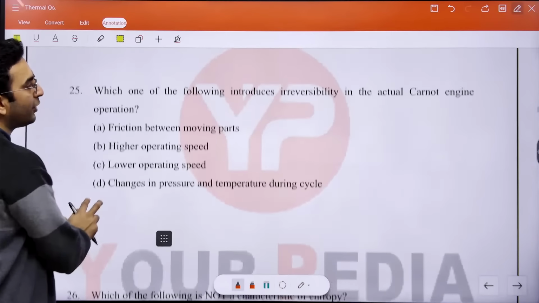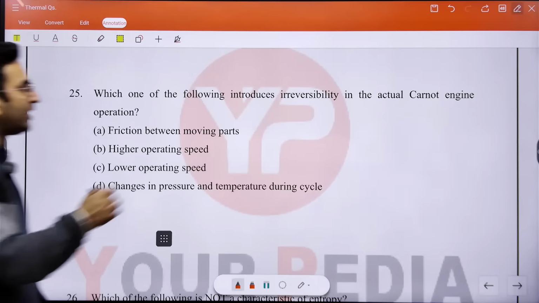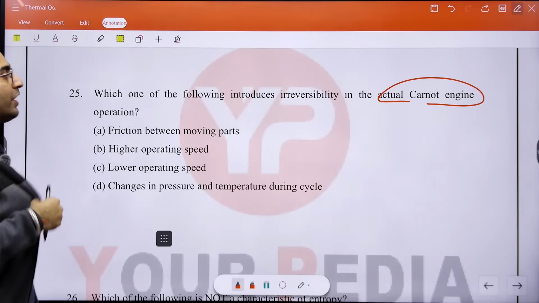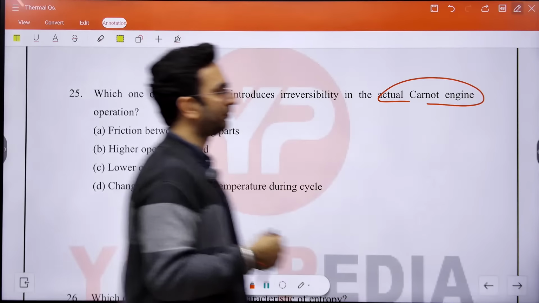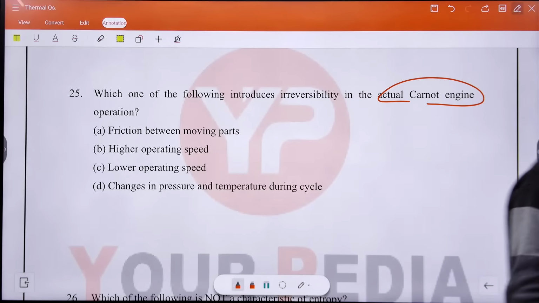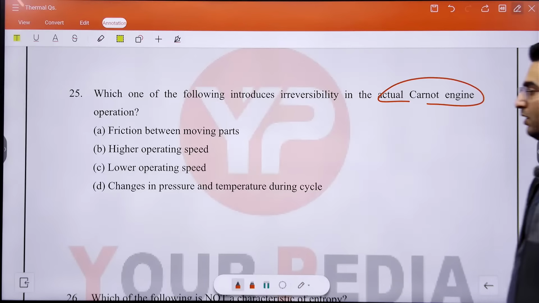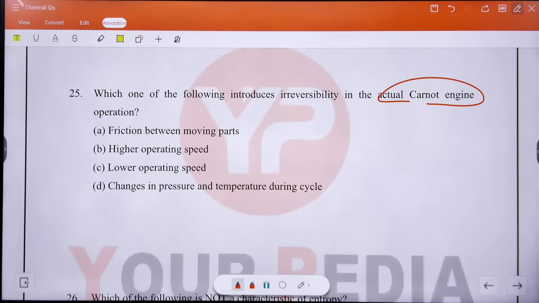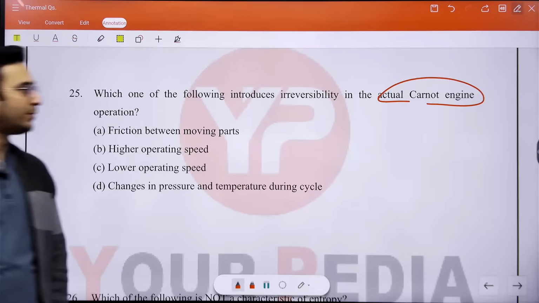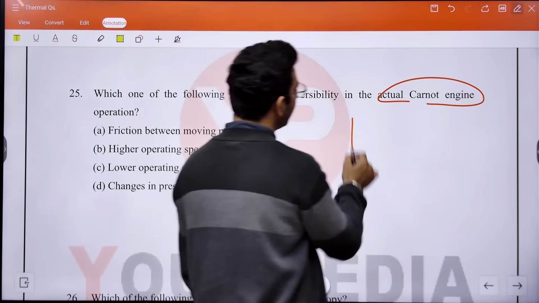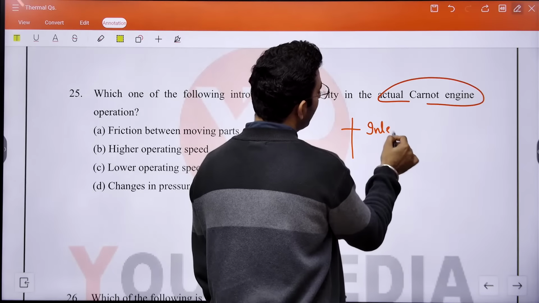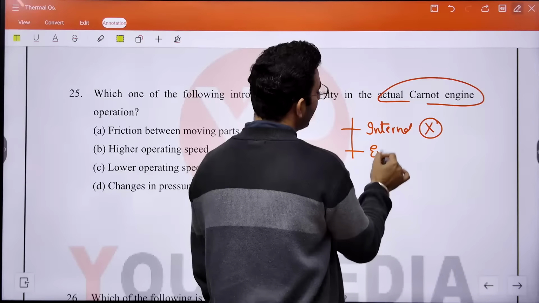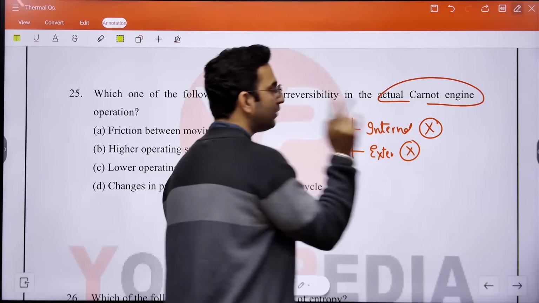Which of the following introduces the irreversibilities in the actual Carnot engine here? In the actual Carnot engine, what can be the reason for irreversibilities inside the system? See, whenever we talk about irreversibilities, they are of two types, internal as well as external. And in the case of the Carnot engine, we don't have any type of irreversibility here. We don't have internal irreversibilities. We don't have external irreversibilities here. First of all, you have to remember that.